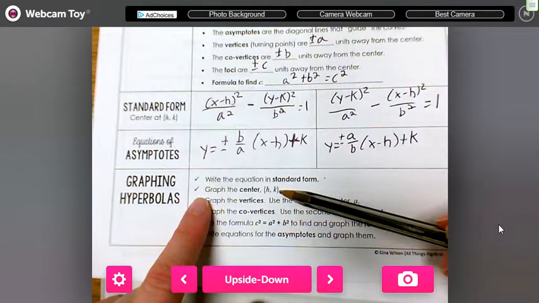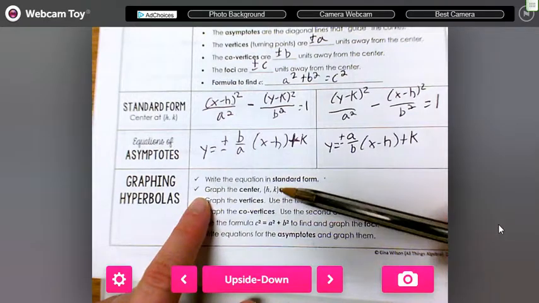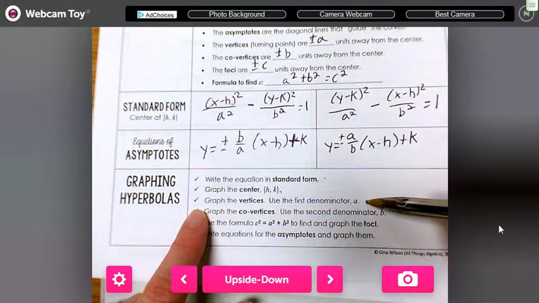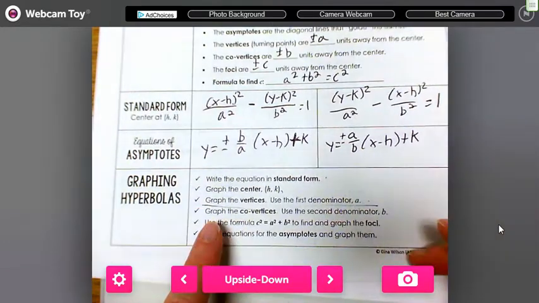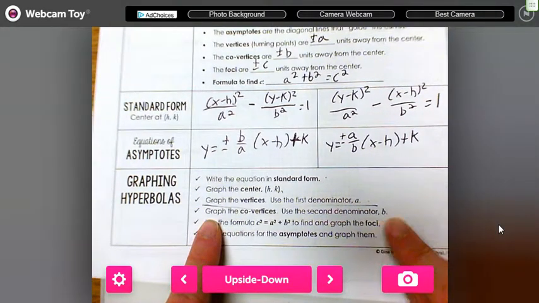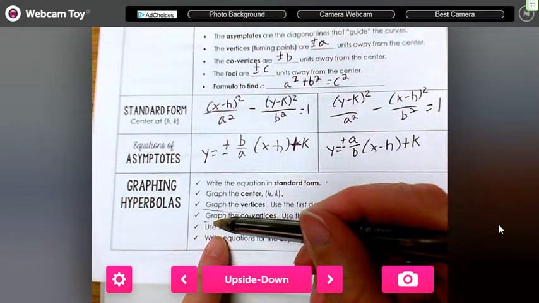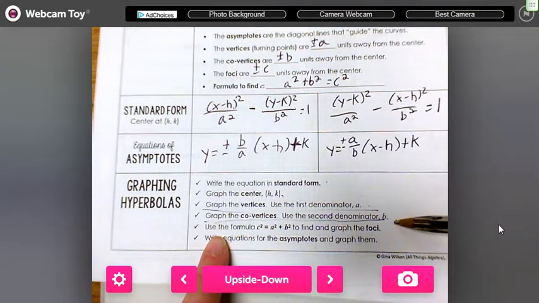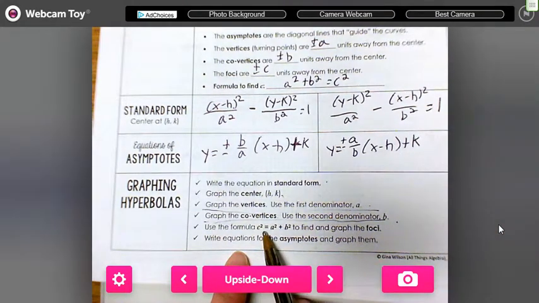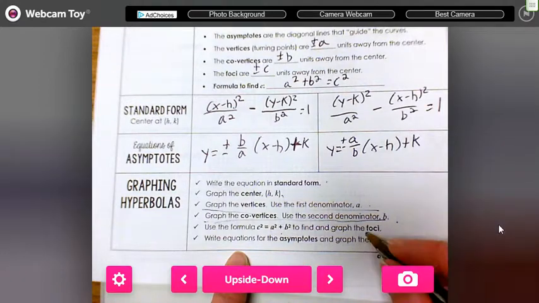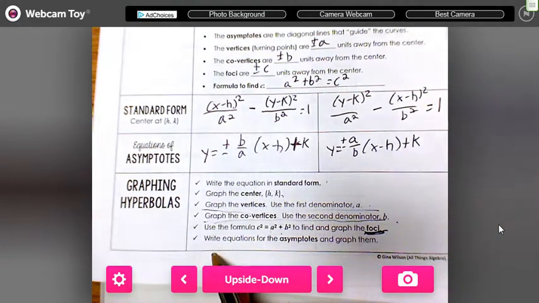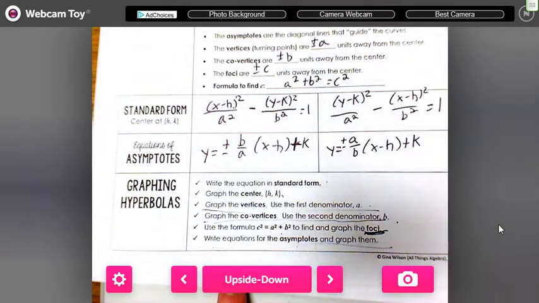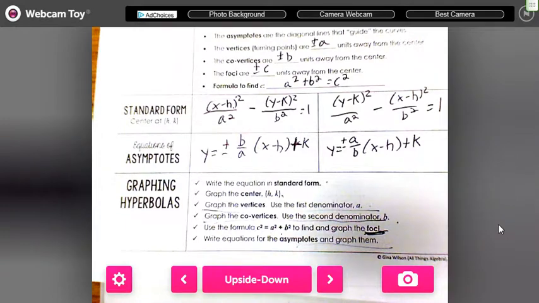Step 2, we're going to graph the center. Then we're going to graph the vertices using the first denominator and finding a. Graph the co-vertices. Use that first denominator for b. Use the formula c squared equals a squared plus b squared to find the focus points, or foci. And write the equations for the asymptotes and then graph them. Okay, and then we can graph our hyperbola.